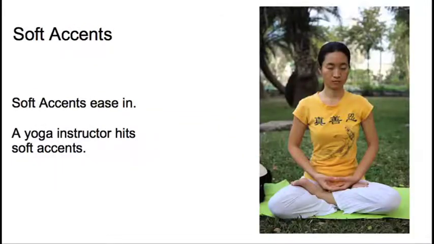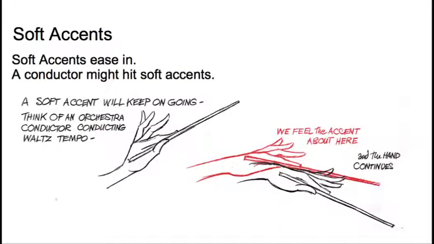Soft accents would be more like a yoga instructor getting into a pose. The yoga instructor might just ease into the pose, very soft, slow ease in. A conductor conducting an orchestra could be both hard and soft accents. If it was a really fast tempo, you might have hard accents, but getting slowly into the pose is a soft accent.